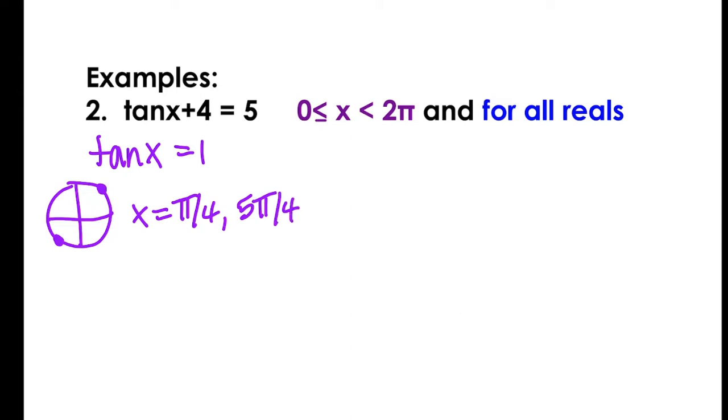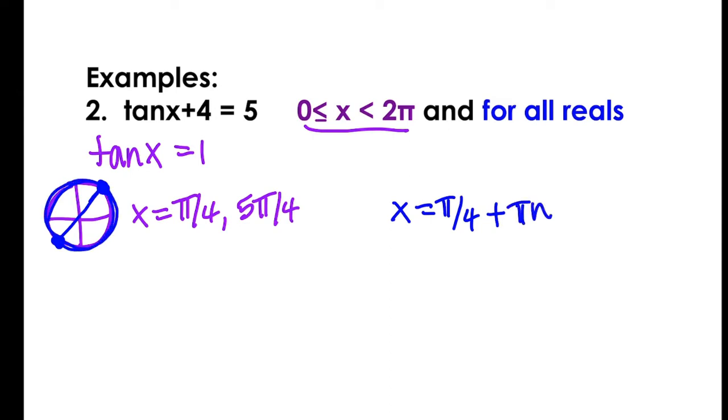And so those are my two answers from 0 to 2 pi. And for all reals, we want to just think about it. Here's pi over 4. So if I do 2 pi n, I would actually be able to do something smaller. With tan, I could actually just go pi n. So if it's on the diagonal, then you can add pi n. So if I add 1 pi, I'll get to the next one, and then I add another pi, and I get back to it, pi, pi.